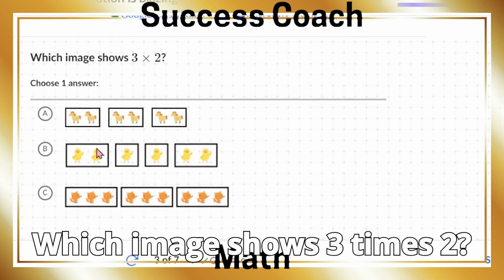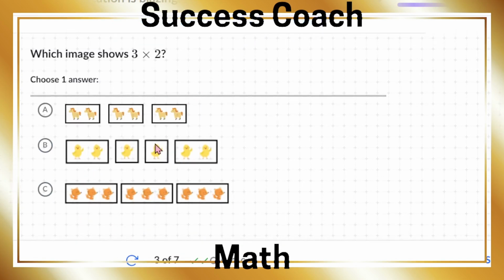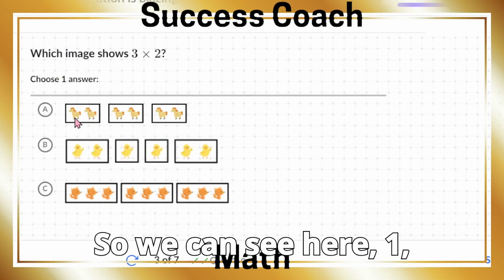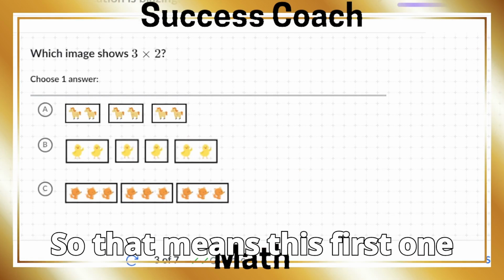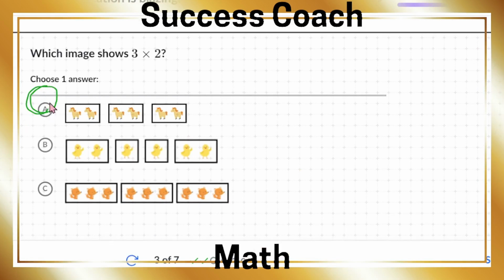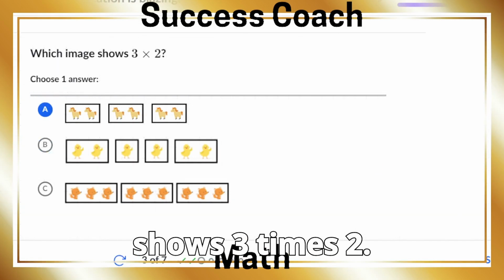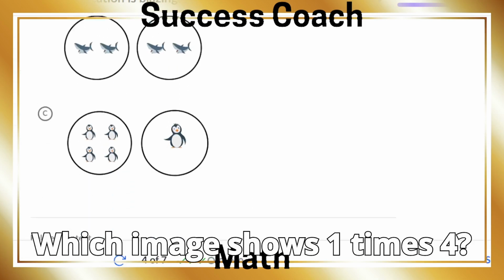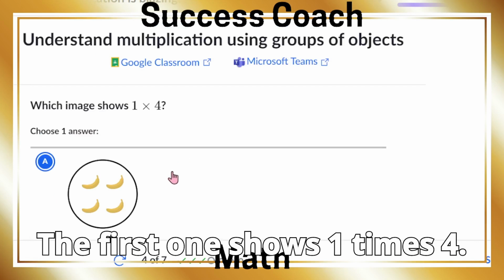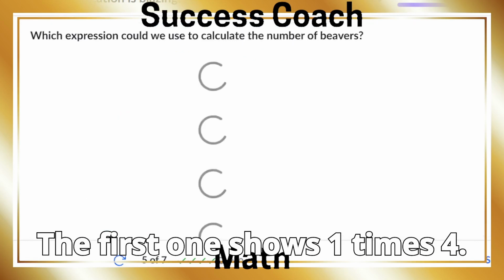Which image shows 3 times 2? So we can see here 1, 2, 3, 4, 5, 6. So that means this first one shows 3 times 2. Which image shows 1 times 4? The first one shows 1 times 4.